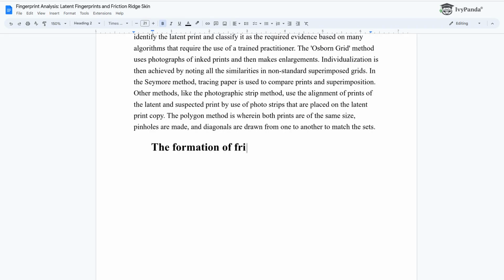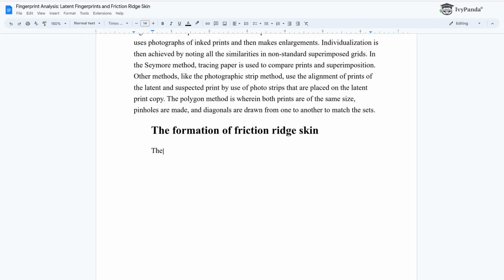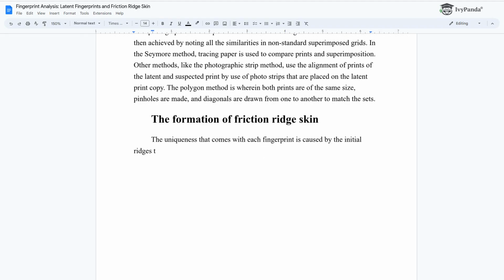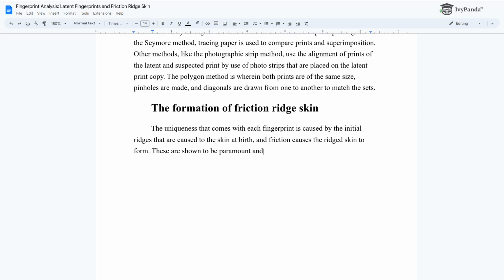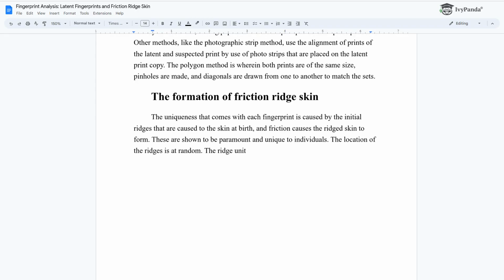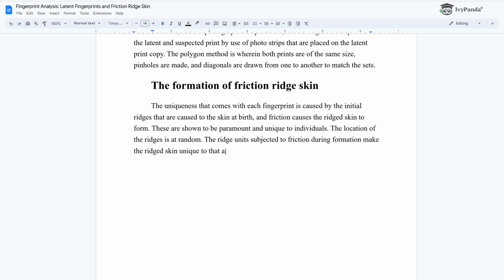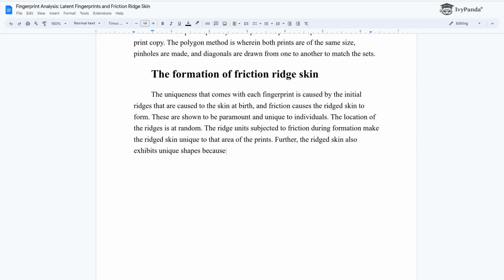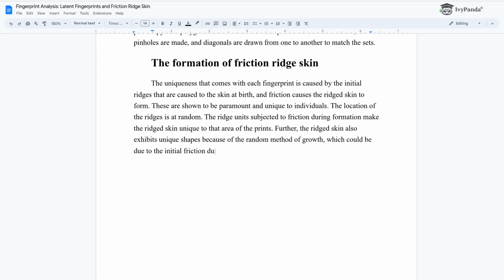The formation of friction-ridged skin. The uniqueness that comes with each fingerprint is caused by the initial ridges that are caused to the skin at birth, and friction causes the ridged skin to form. These are shown to be paramount and unique to individuals. The location of the ridges is at random. The ridge units subjected to friction during formation make the ridged skin unique to that area of the prints. Further, the ridged skin also exhibits unique shapes because of the random method of growth, which could be due to the initial friction during development.